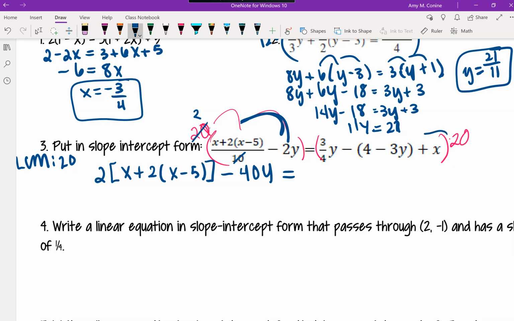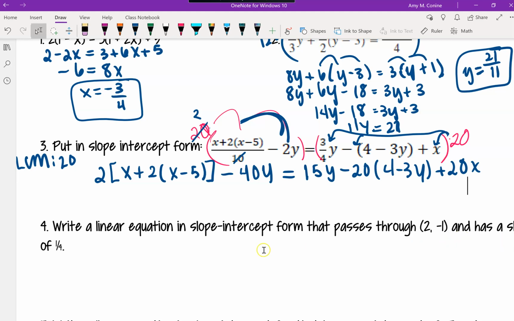Same thing on this side. If you do 3/4 times 20, you get the 15y. And then you'll have a 20 in front of here, so minus 20 times 4 minus 3y, plus another 20x here. It does make your numbers a little bigger from time to time, but it does get rid of all of those fractions. So at this point, I want you to finish out the problem and put it in your slope-intercept form. Your slope-intercept form is on the first page of these notes.